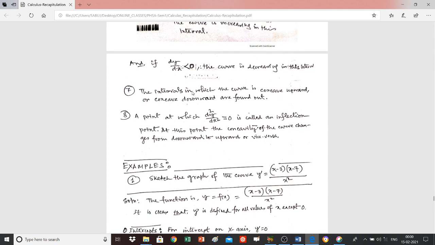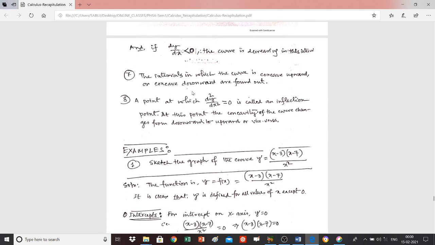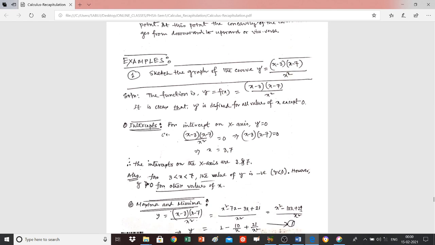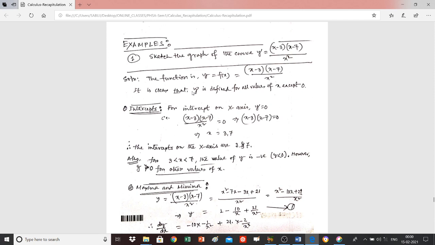So just carefully see the example. The first example is: sketch the graph of the curve y is equal to (x minus 3)(x minus 7) by x squared. Here the given function is f(x) is equal to (x minus 3)(x minus 7) by x squared. Now if we use the value x is equal to 0, then f(x) is not defined. So it is not finite at x equal to 0, but for all other values of x the given function is defined, that is, it has a finite value.